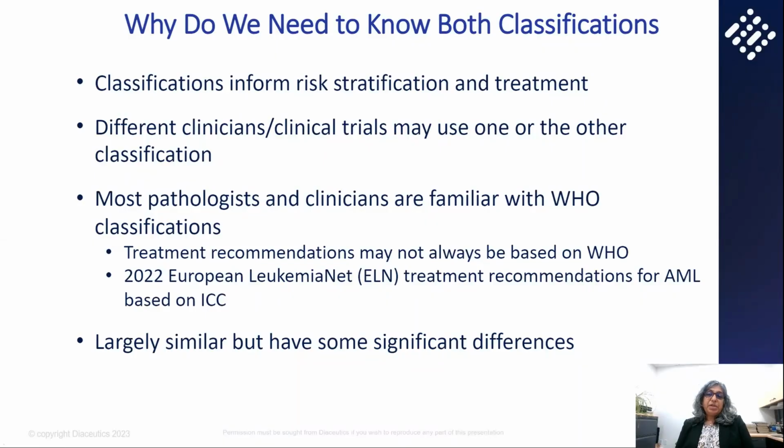We are all very familiar with using the WHO classification. We've always used WHO, so why can't we just keep using it? One thing to realize is that treatment recommendations may not always be based on WHO. The 2022 ELN treatment recommendations for AML are actually based on ICC, and most clinical trials, and also a lot of clinicians, use the ELN recommendations for treatment. So it is really important for all of us in the world of HaemPath to understand both classifications.